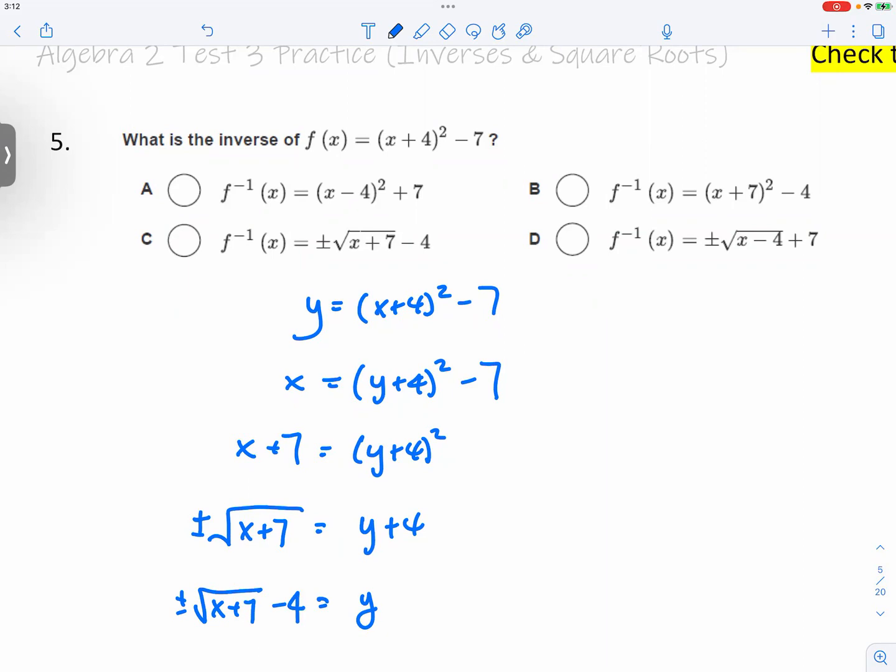And once you have this, you look at the answer choices and you're like, oh, I can see my answer choice right there. That's my inverse. Okay, so it's very similar to question number 1.